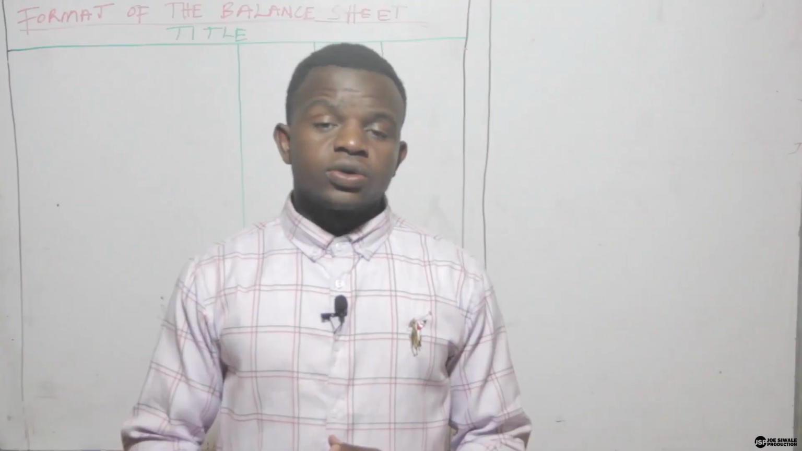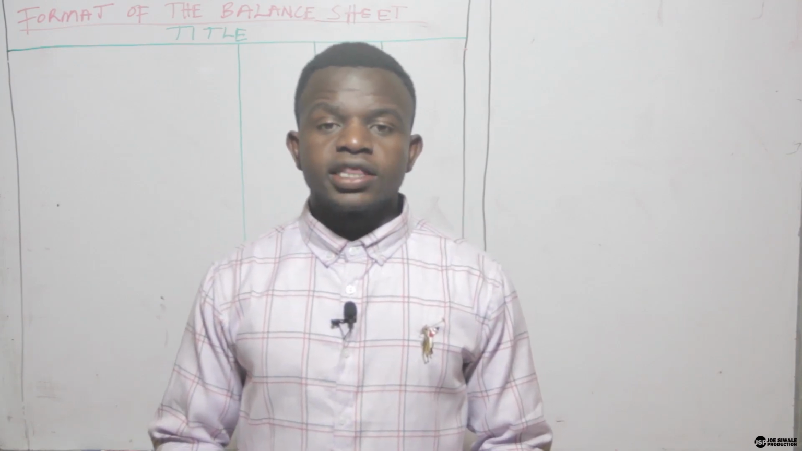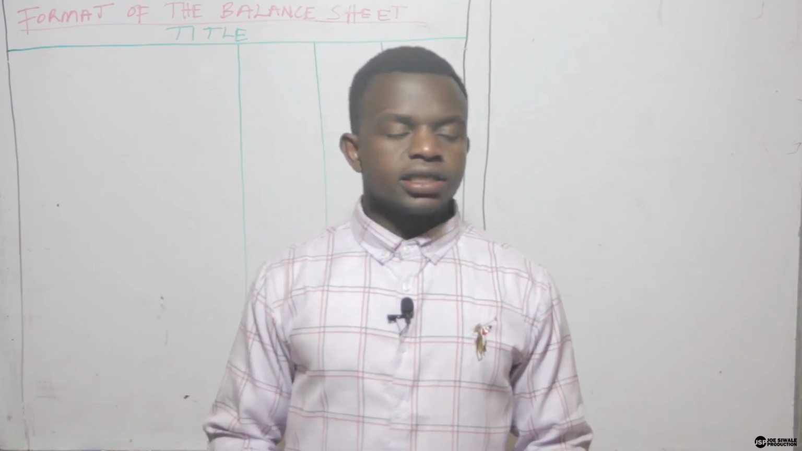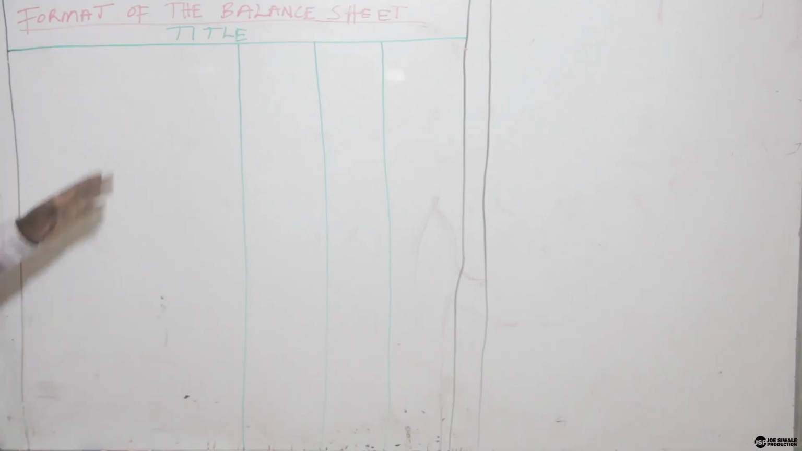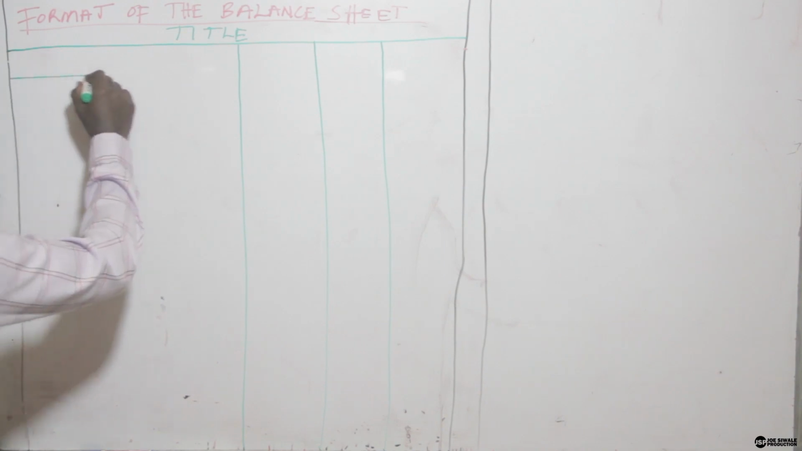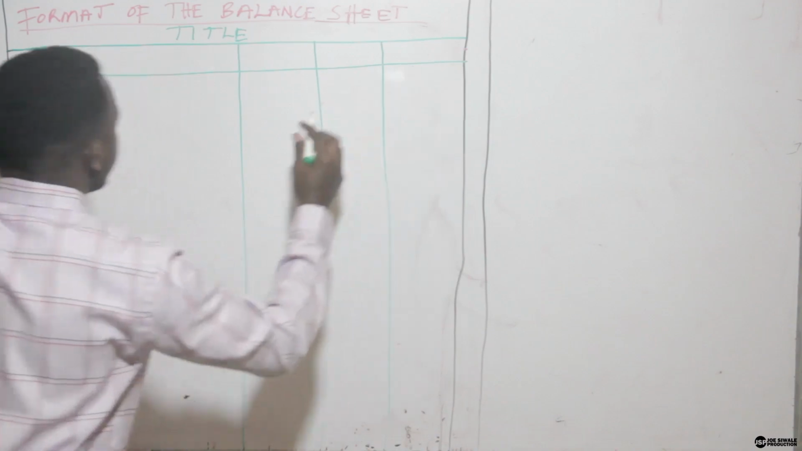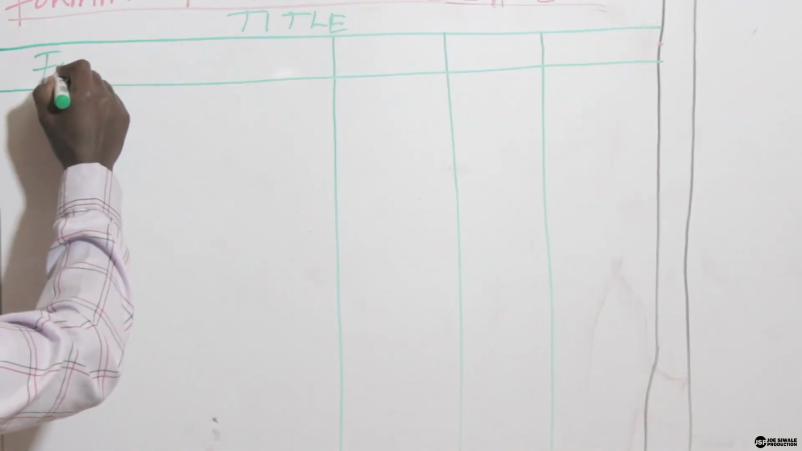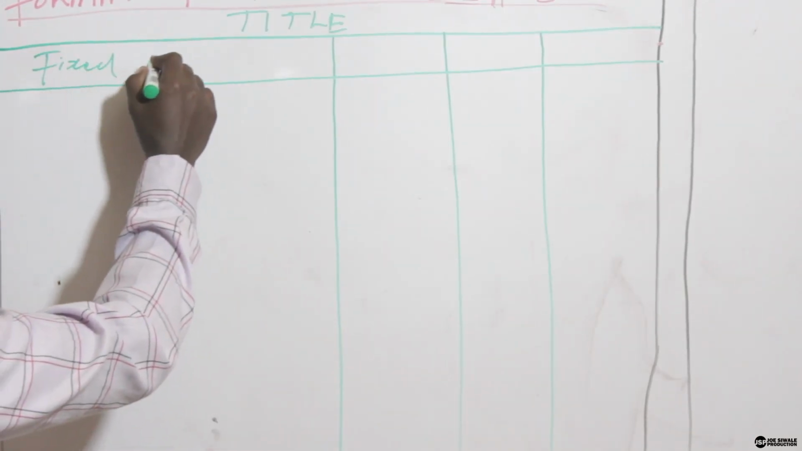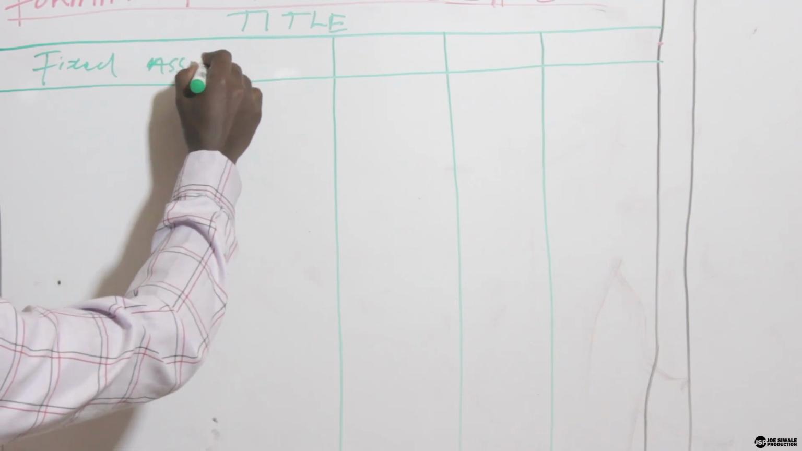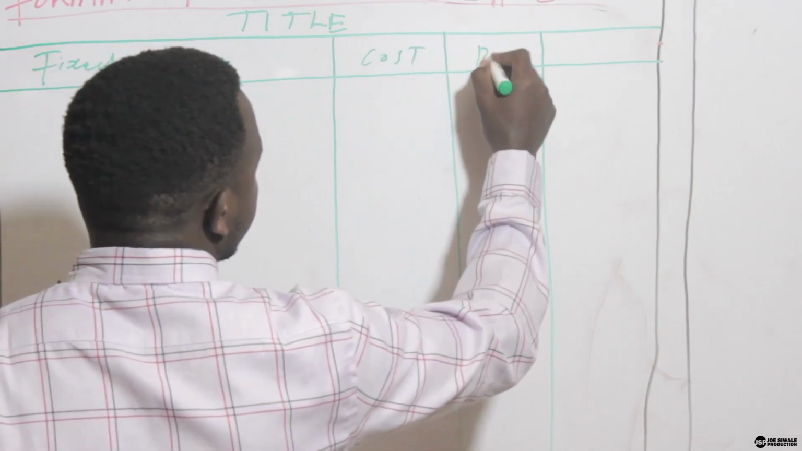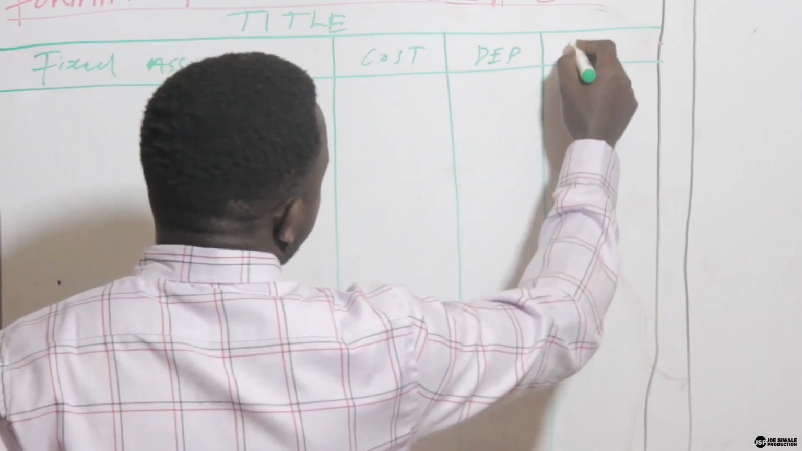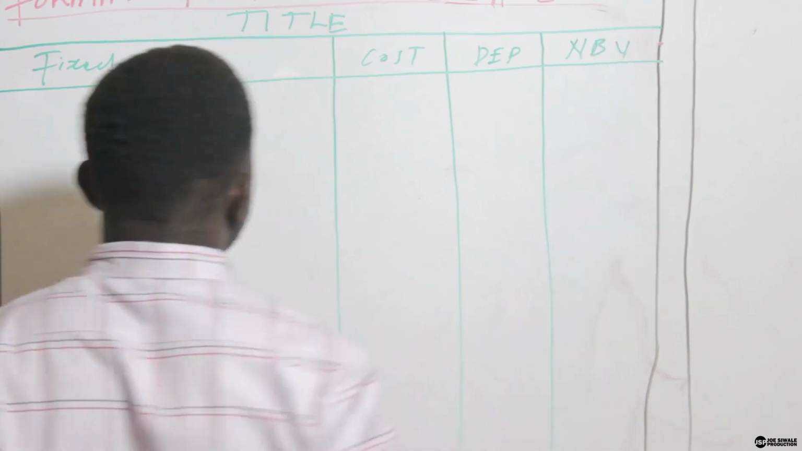0964286913. So let us continue looking at the balance sheet. Let us now look at the formatting of the balance sheet. So I've already drawn this formatting. So we have the title there. So the first thing that we're going to do, we're going to say fixed assets. Then we're going to have our cost here. Then we're going to have depreciation, and we're going to have net book value.